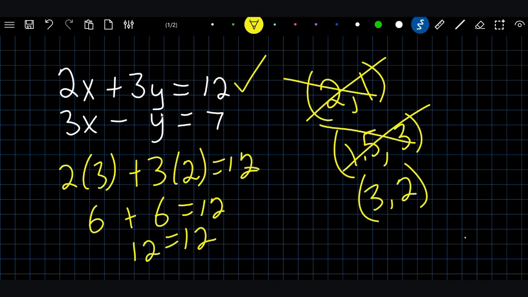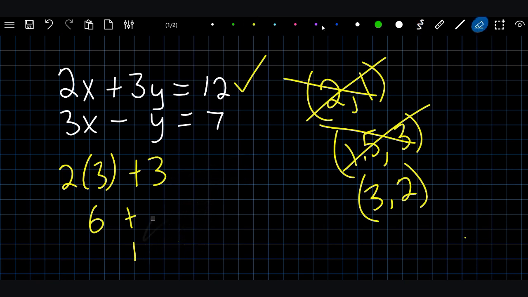Now we need to see if the second one will work. Okay, so the first one worked. Let's see if the second one will also work.